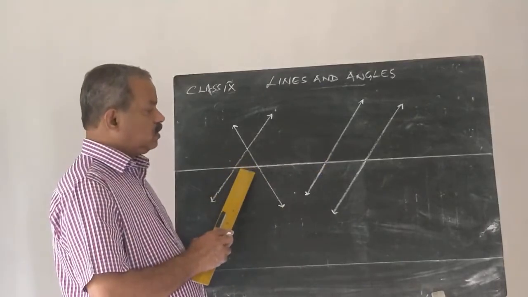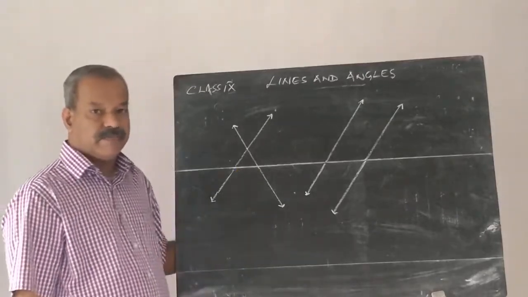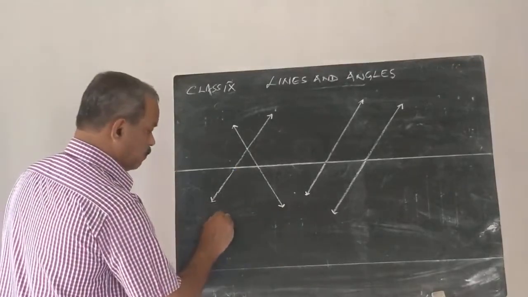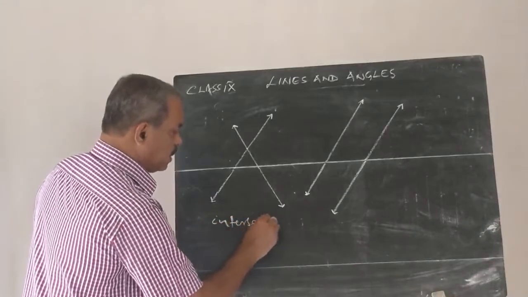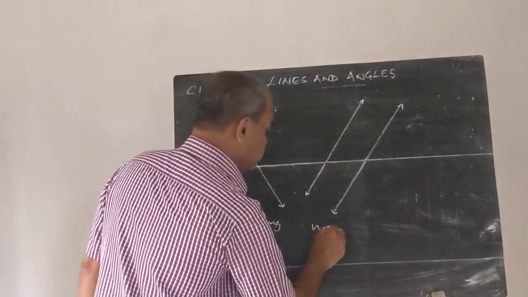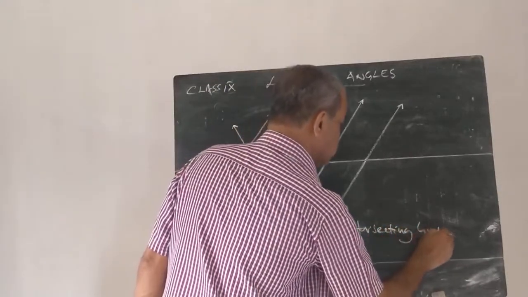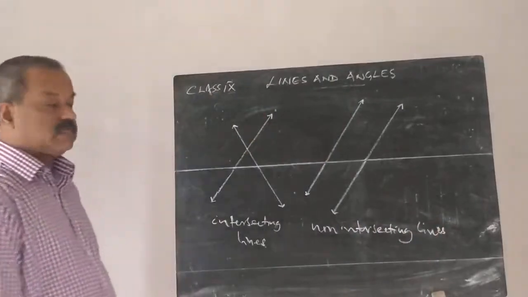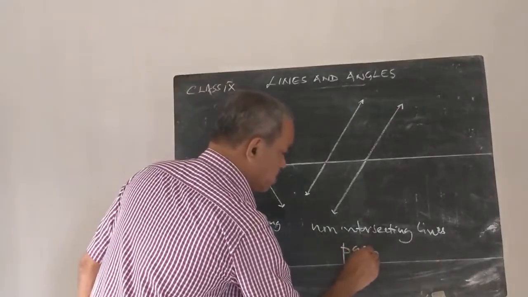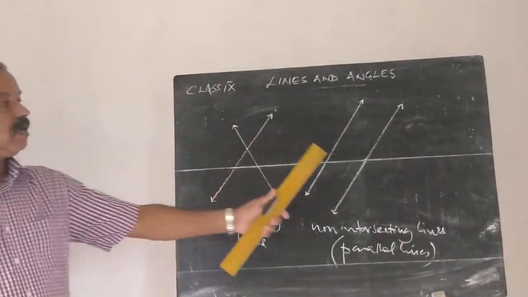What do you call this type of lines? If two lines have a common point, we call them intersecting lines. What about this? Non-intersecting lines. Can you suggest another name for non-intersecting lines? Yes, parallel lines. So lines are of two types, intersecting lines and parallel lines.